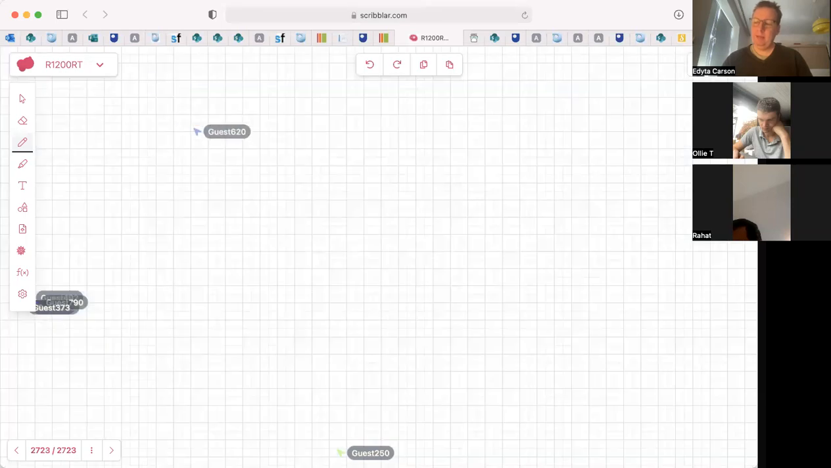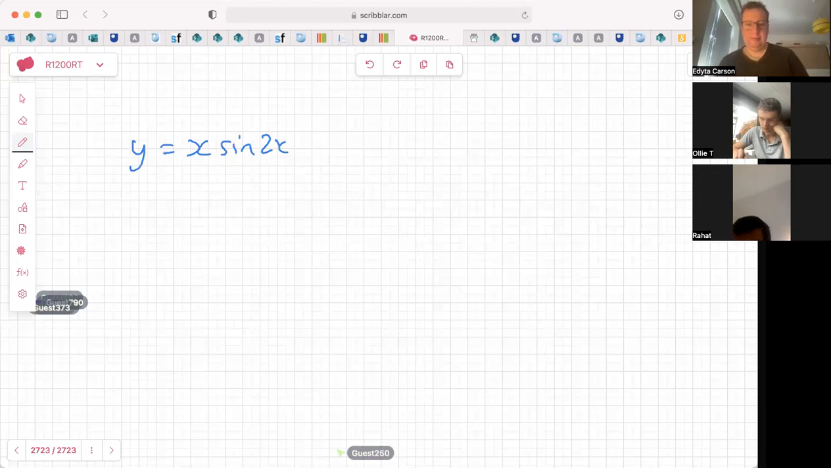I can't think of any, but we could get combinations. So we could get a chain rule, a composite function within a product rule. So you might be asked to differentiate, say, x sine 2x. So that's x times sine 2x. So in that sense, it's a product rule, and then the x and then the sine 2x, that's the chain rule.